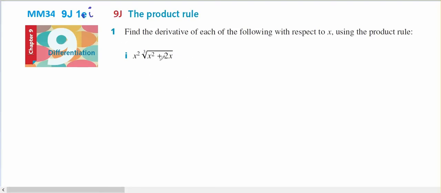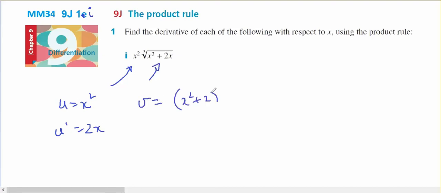Okay, so I have two things that have been multiplied, so I'm going to use the product rule. I'm going to make u equal to x squared, which means u dash is equal to 2x. And I'm going to make v equal to (x squared plus 2x) to the power of 1/3, because it is the cubic root. And when I take this derivative, I've got a chain rule inside of here.